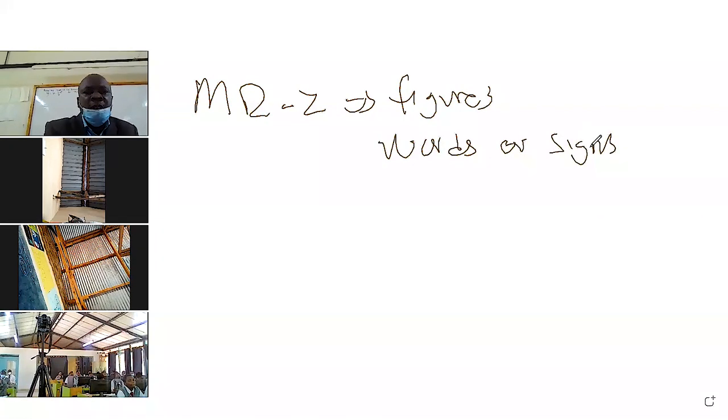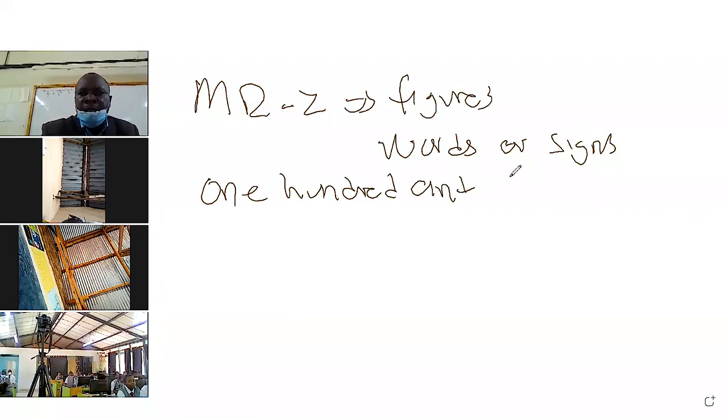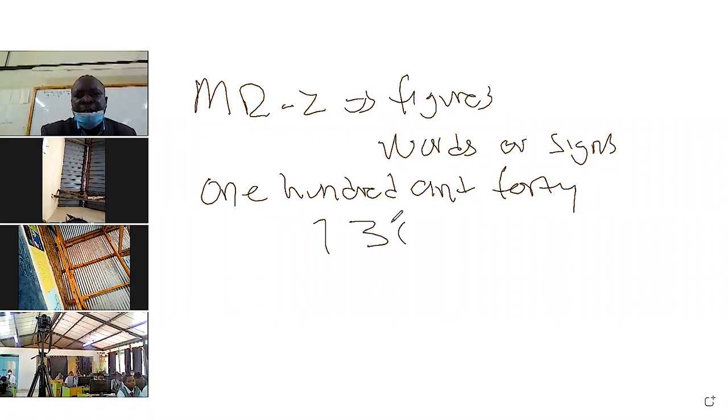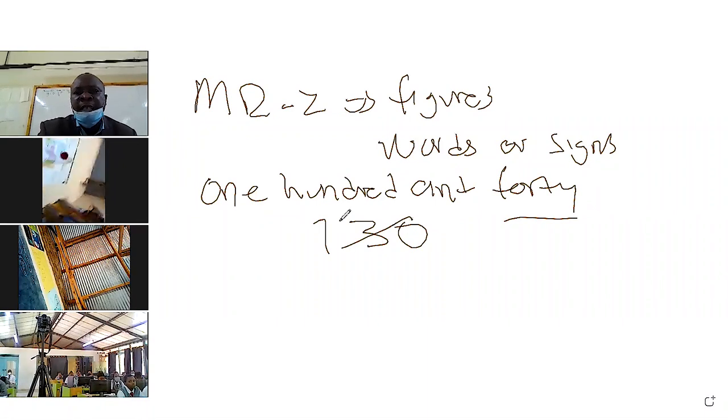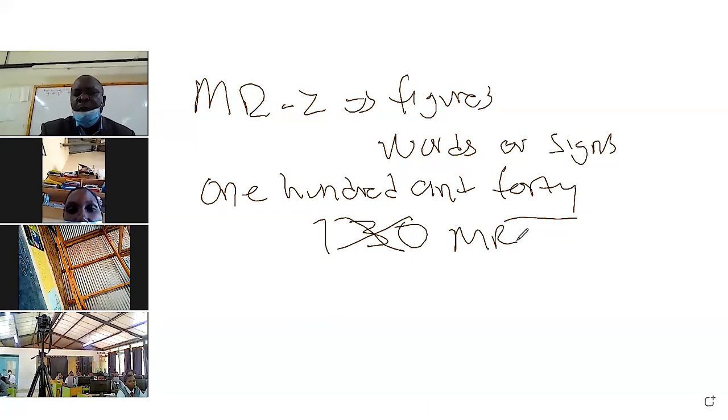For example, if we have been told to write 140, but in this case you write it as 130. What we have misread is the 40, and 40 is a word. So this one here is not going to be allowed. So this one is not going to be treated as a misread.